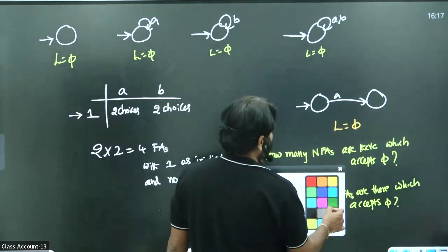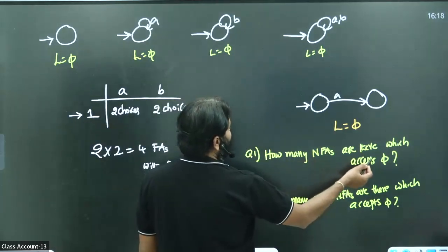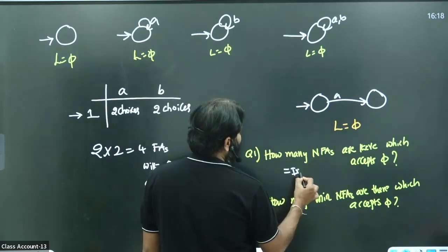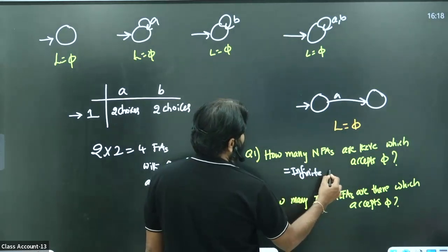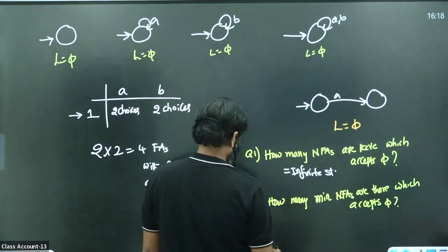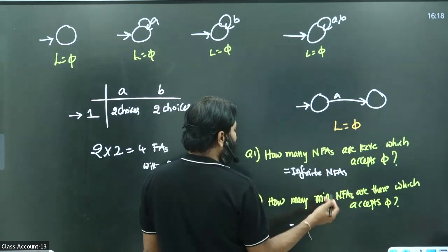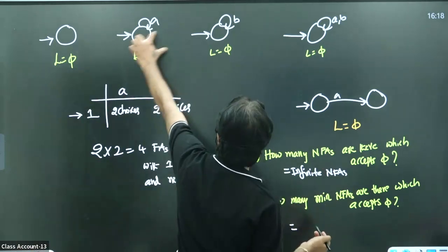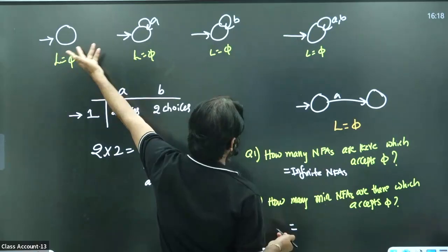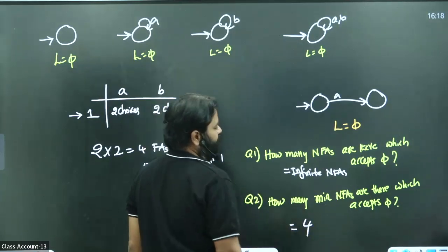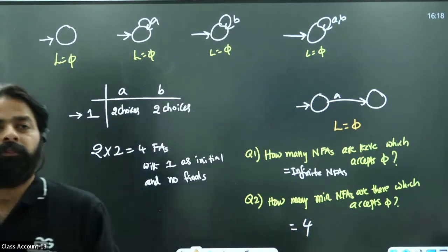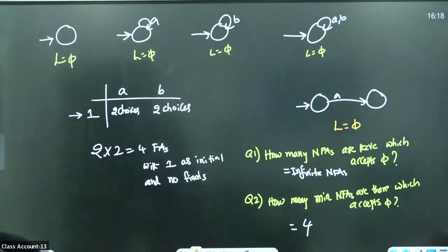What is your answer? How many NFAs are there which accept pi? Infinite NFAs you can design. 1 state, 2 states, 3 states, like that. Infinite NFAs. How many minimum NFAs are there which accept pi? These are the only 4 machines over sigma equal to {a, b}. There are 4. Able to understand?